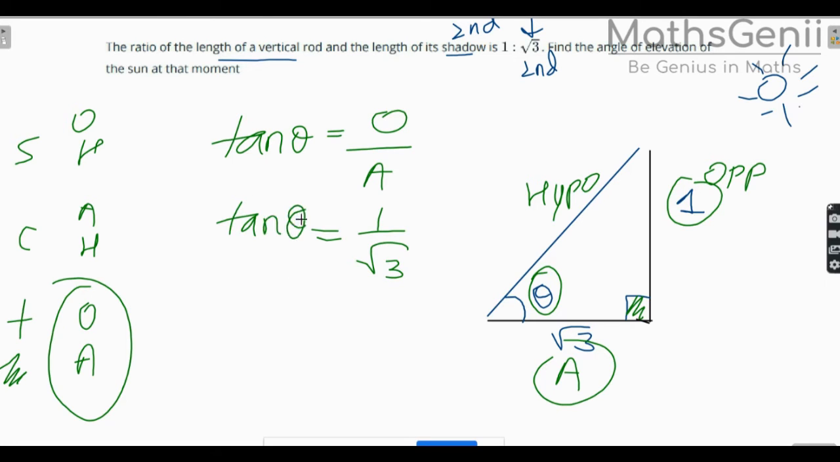So you go to the trigonometry table and see where 1 upon root 3 comes. For theta equal to 30, you will find 1 upon root 3. Okay, if you have not watched the trigonometry video and you're confused, I highly recommend you go back and watch my trigonometry video.